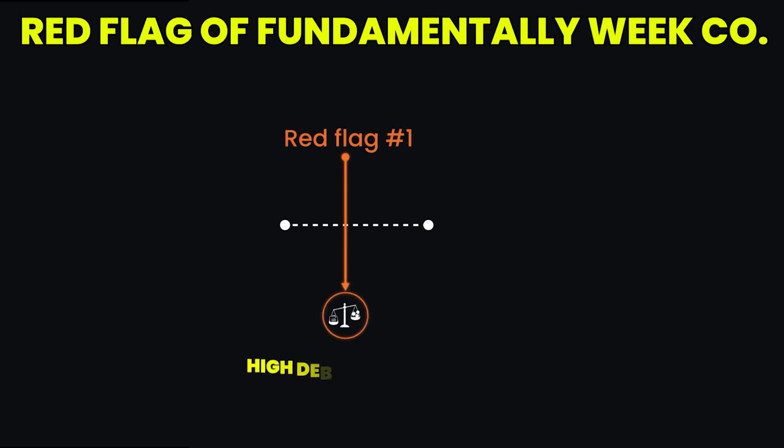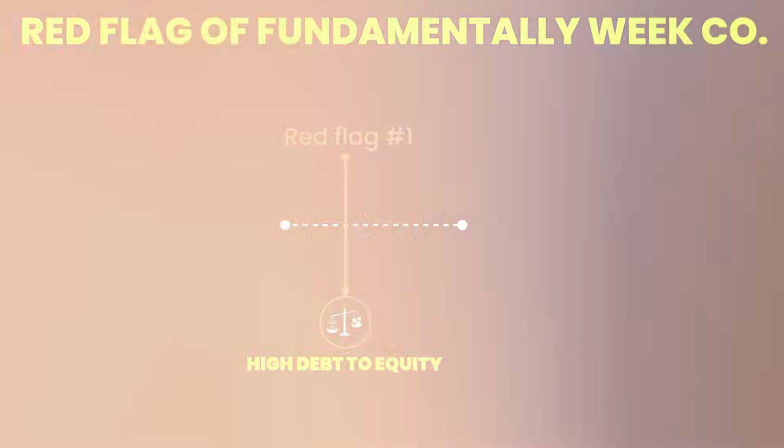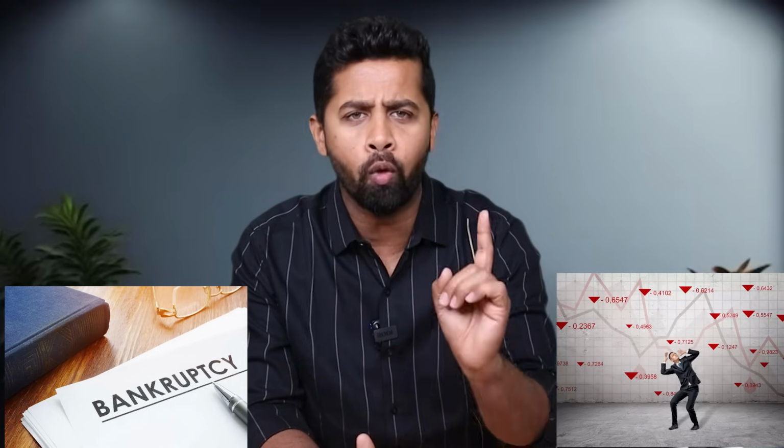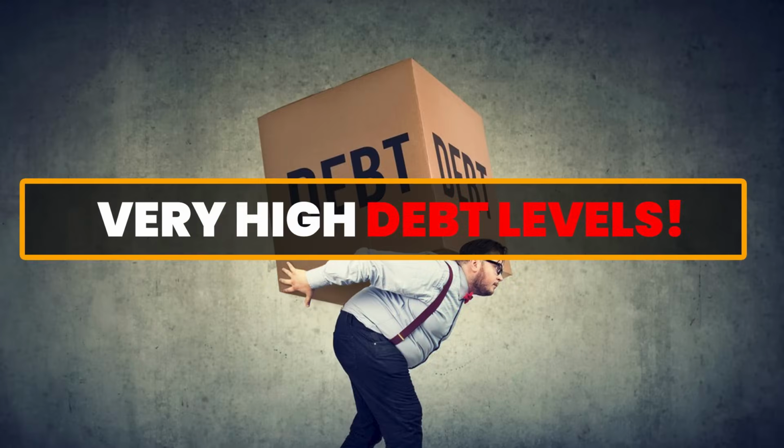So the first 5 flags are based on financial data. The first flag is to avoid companies with a high debt to equity ratio. If you look at the last 20 years of data on companies that went bankrupt or destroyed shareholders' wealth significantly, almost all of them had one common problem: very high debt levels.